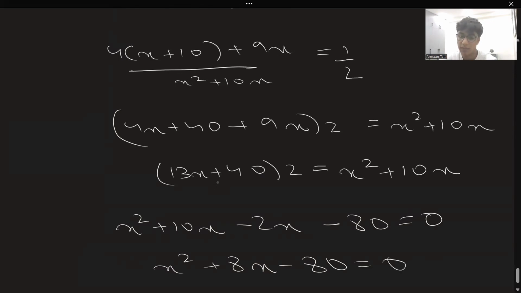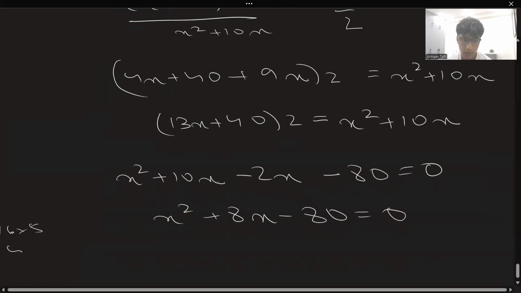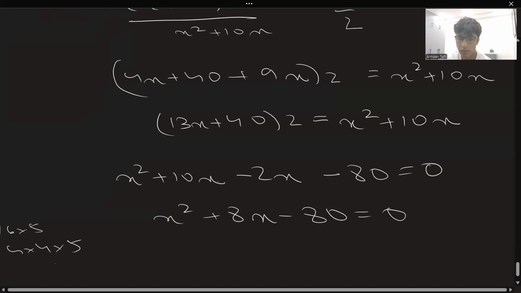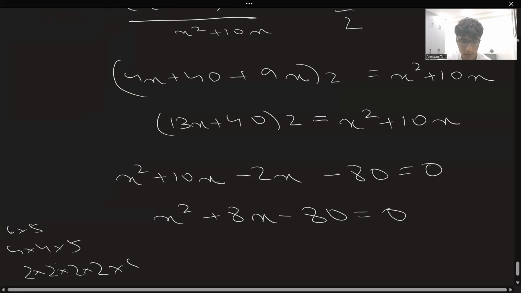How do we break this down? 80 is equal to, again, 16 into 5, which is 4 into 4 into 5. So how else can you break this up? Have I made some error somewhere? What are the factors? 2 into 2 into 2 into 2 into 5.